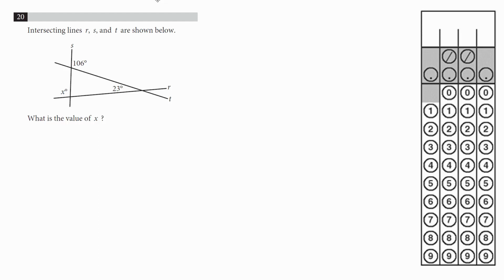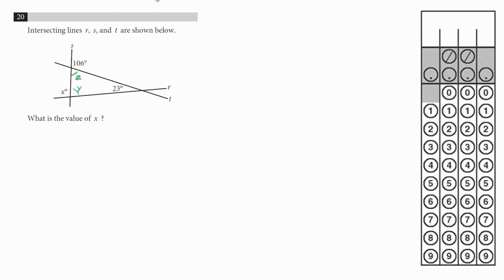Okay. So this x is on the opposite side of an unlabeled angle. I'm just going to call this y. And we have 106 opposite an unlabeled angle. I'm going to call this z.